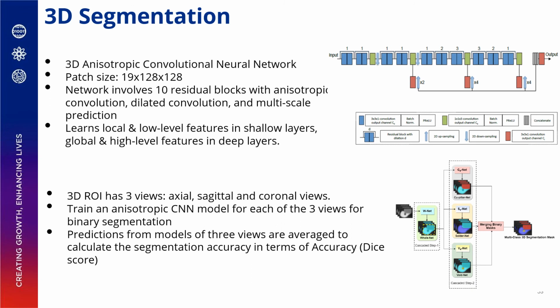The way we did our 3D segmentation is again using our anisotropic convolution neural network. The patch size that we used was 19 by 128 by 128 because we perform object detection first to identify these regions. Similar to how we did for the wall dataset, where we used a low resolution unit followed by a high resolution unit, over here we used the object detection network to identify this region of interest so we can crop it. The network basically involves 10 residual blocks with anisotropic convolutions, dilated convolutions, and multi-scale predictions, and then it uses an ensemble network.